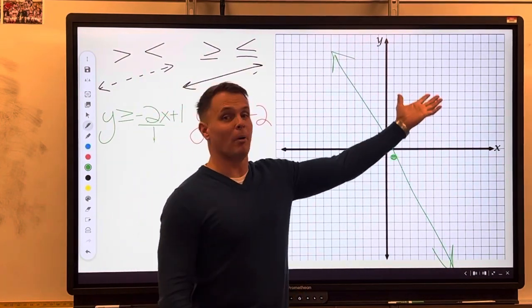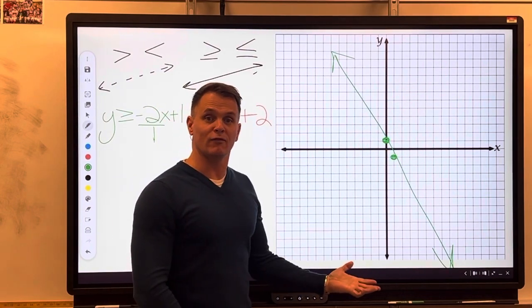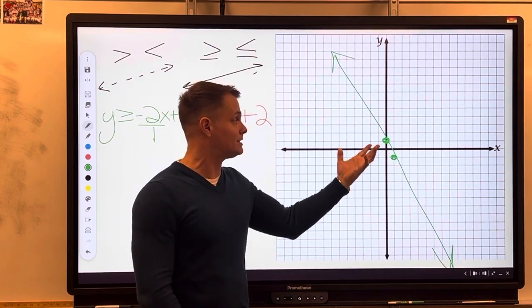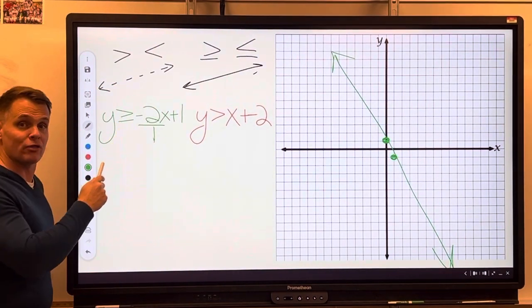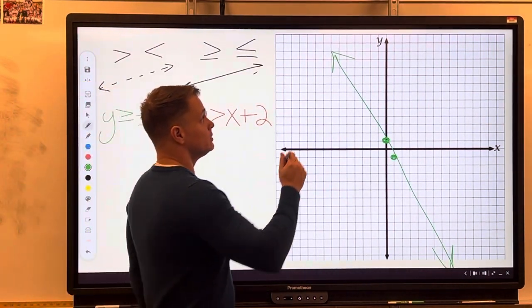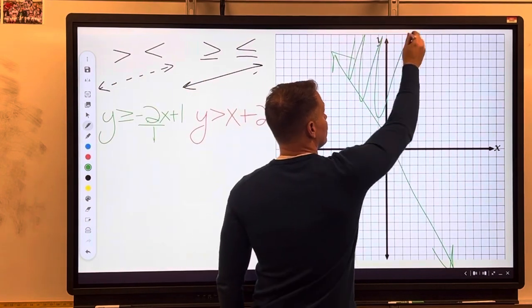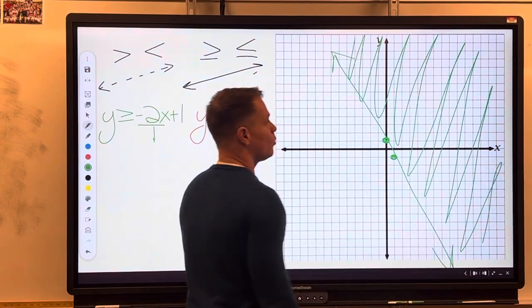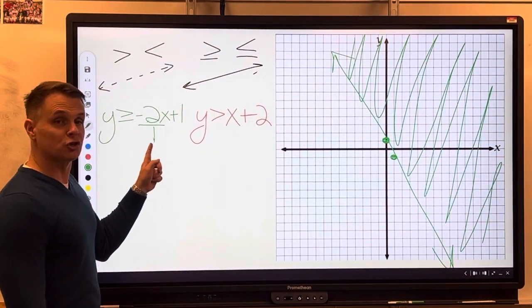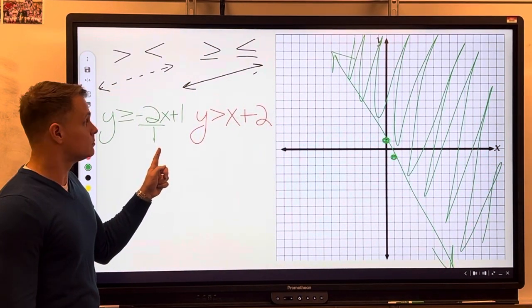Now, do we shade above it or below it? If it's greater than, we're going to shade above, less than, below. Take a look. It says y is greater than or equal to, that means I shade above. All of these points here will make this green inequality true.